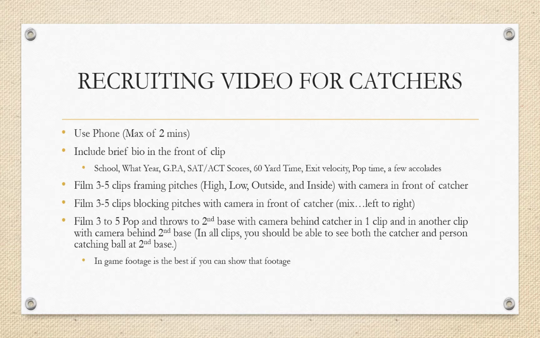You also want to film 3 to 5 pop and throws to second base, with the camera behind the catcher in one clip, and then another clip with the camera behind second base. In all clips, you should be able to see both the catcher and the person catching the ball at second base. If you don't do one, that's fine, meaning that if you don't have it behind the catcher, that's perfectly fine. But you do need to have a view where both the catcher and the person at second base are in it. If you want to include in-game footage, that'd be great. I mean, obviously that's probably the best, but if you don't have that, that's perfectly fine.